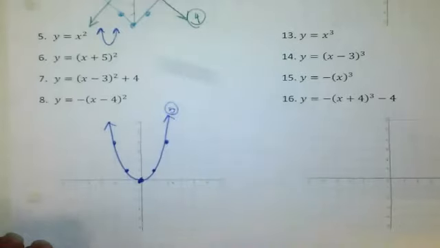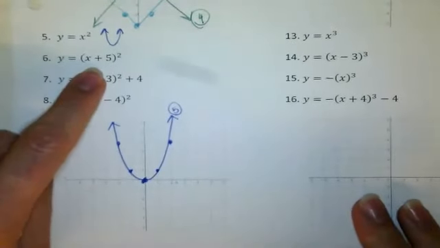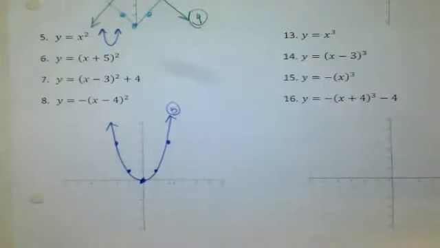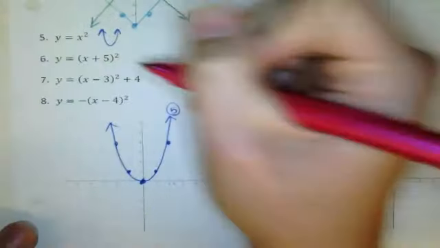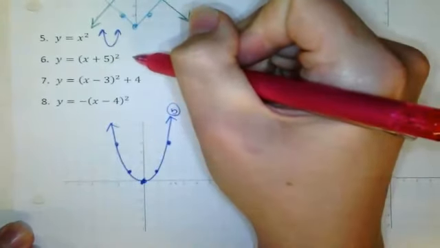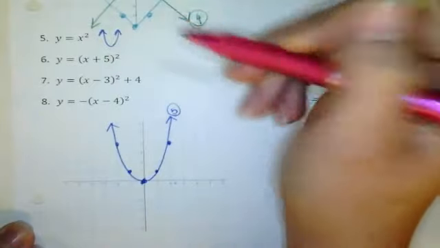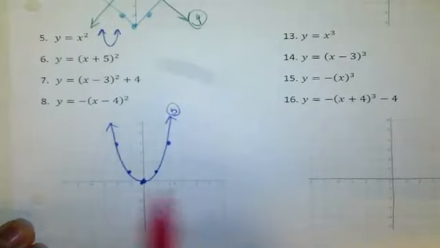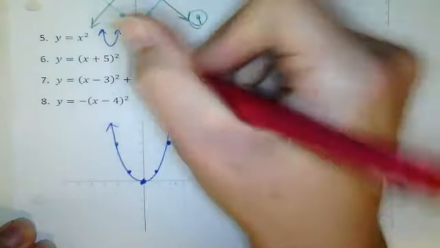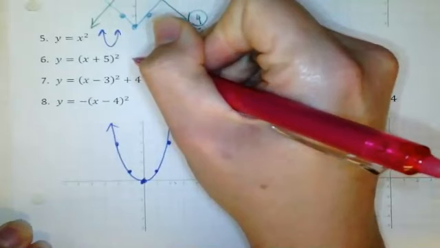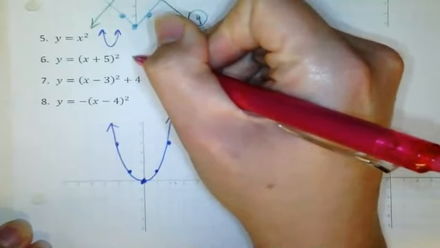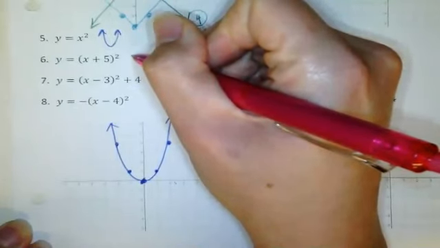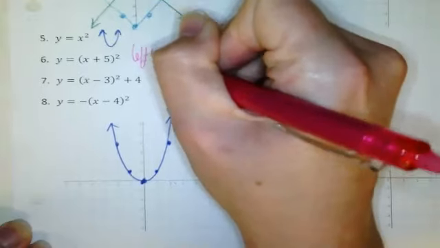Now, on number 6, we have a constant. Is that constant on the inside or the outside of the function? Inside. Does that affect x values or y values? X values, since it's inside with the x. So that's going to move in the x direction, to the left and right. How should it move? It is left 5.